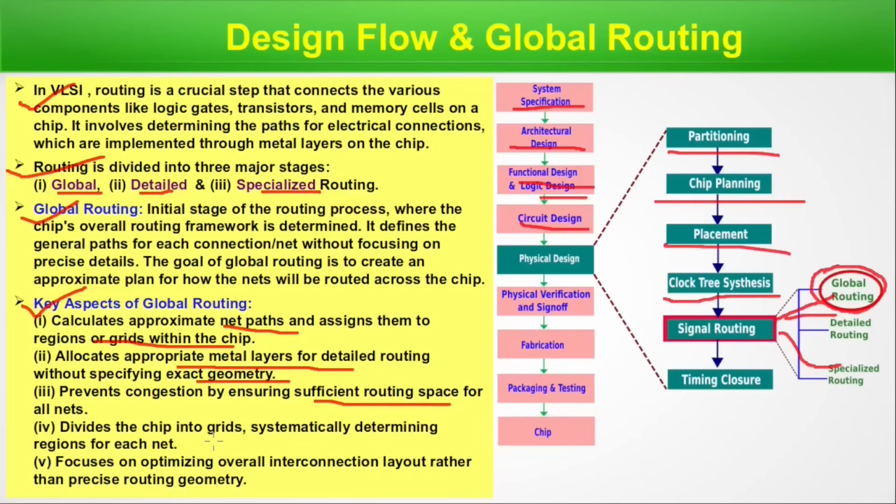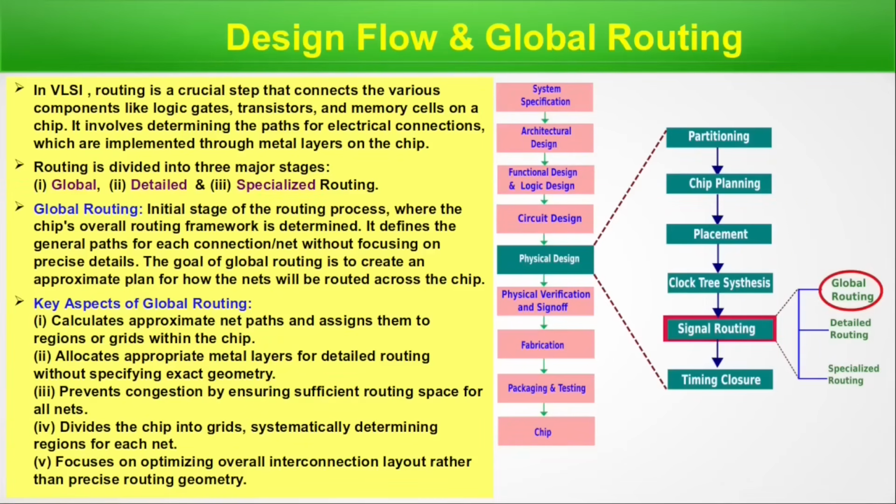Global routing is the initial stage. Here we decide the framework, allocate metal layers although we don't specify the exact geometry, try to prevent congestion by ensuring sufficient routing space for all nets, divide the chip into grids systematically just to keep the region for each net, and optimize the overall interconnection layout rather than precise routing geometry. So that is the overall key aspects of global routing. We are done with this slide. We will move to the next slide.